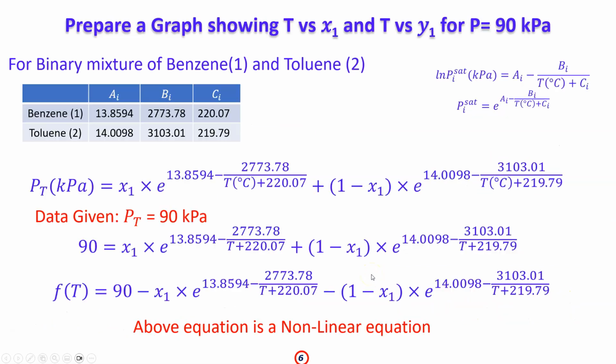So we plug all this in and we get one big equation. This is the big equation we got: Pt in kPa is equal to x1 times e to the power 13.8594 minus, and so on. This is for the benzene vapor pressure, and this is the toluene vapor pressure, and x2 will be 1 minus x1. Now the pressure is given, so 90 kilopascal is equal to that total equation. Now you can see that x1 and T are the unknowns, right? If we take an x1 value, we can find T, but remember this is not straightforward. It is a function of T, so this is a non-linear equation. We have to solve this non-linear equation and find the root of the equation, and that root will be the T value.